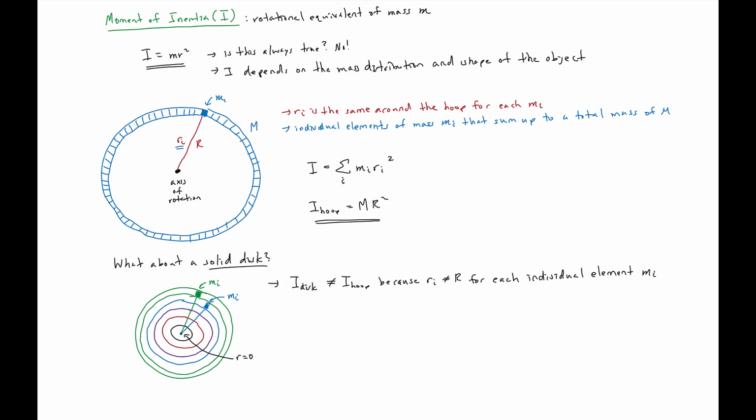That means that the contribution from the small elements to the overall moment of inertia will get smaller and smaller as your element gets closer to the center of the disk. It then makes sense that the overall moment of inertia for a solid disk is going to be less than the overall moment of inertia for a hoop. After a detailed calculation with calculus summing over all the mass elements, we get the following result, where I disk is equal to 1/2 mr squared.